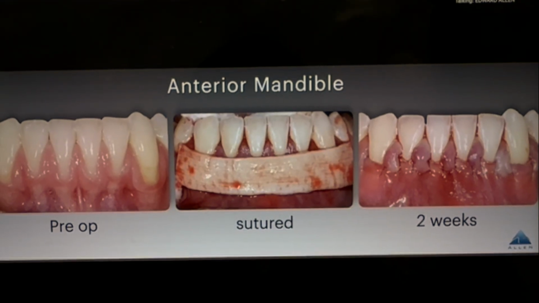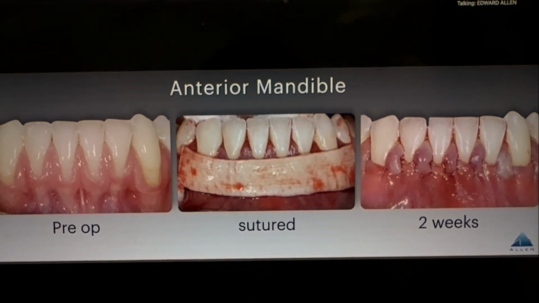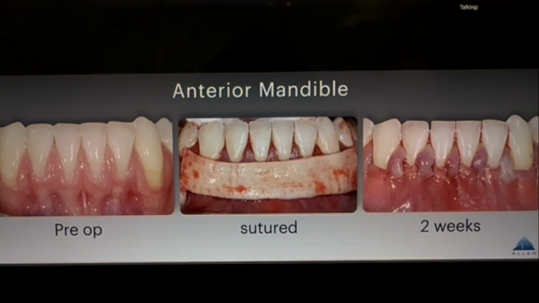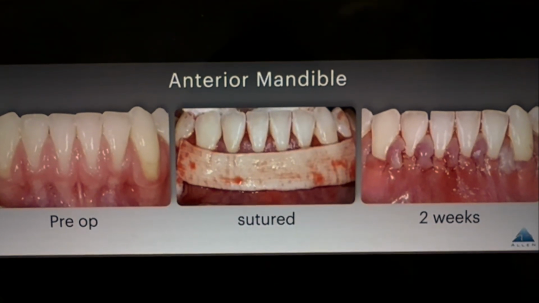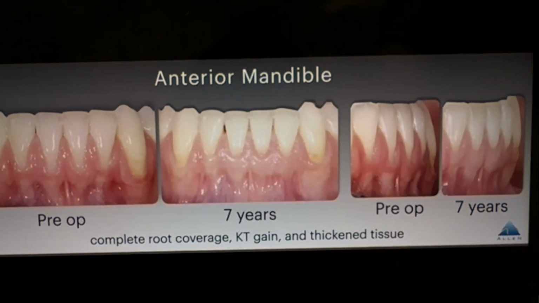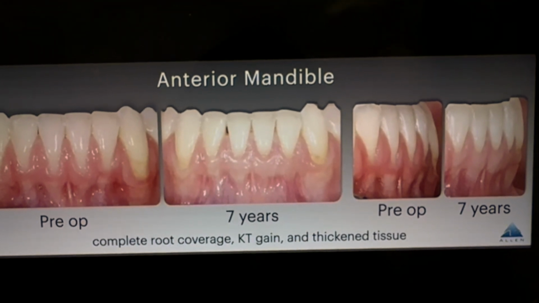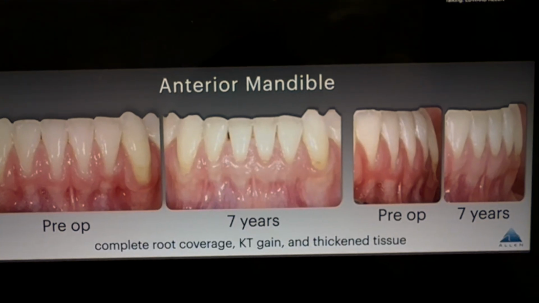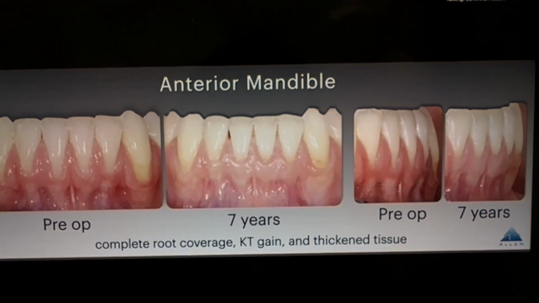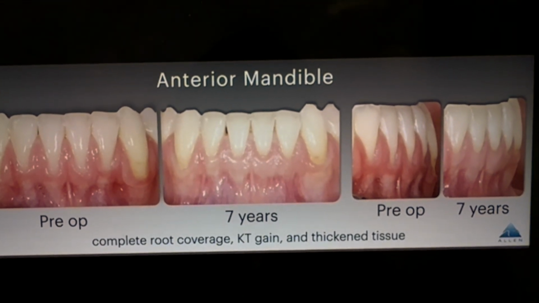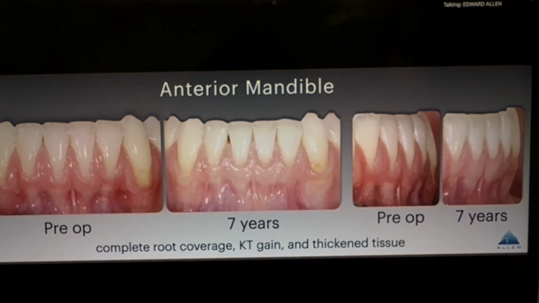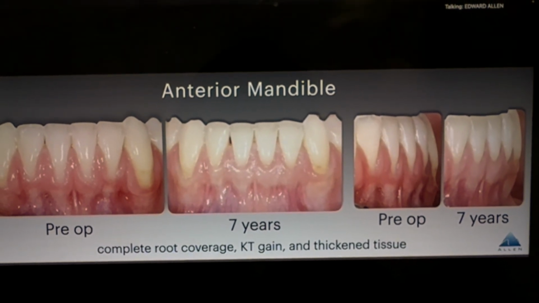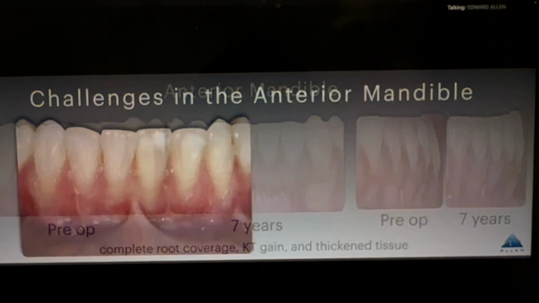So you see the graft on the surface, inserted, sutured. Of that, you can appreciate complete root coverage. There is a KT gain. I don't typically measure that. And clearly thickened tissue, as you see a reduction of the appearance of prominent roots. So it's pretty obvious that there's a good outcome in that area.